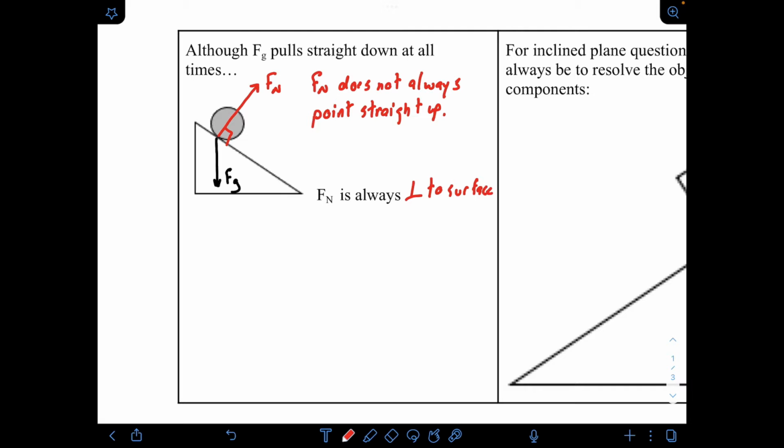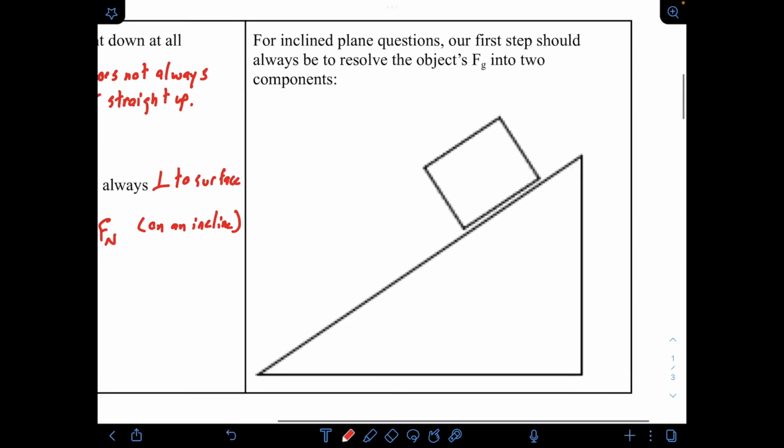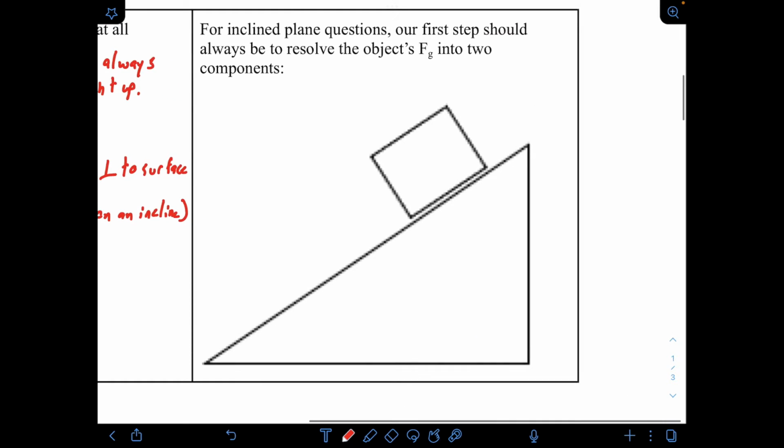And we're going to have this rule, one of those conceptual things that we'll talk about. The force of gravity is always going to be greater than the normal force on an incline. And that's going to be really important to us. So the first thing we have to do for inclined plane questions is resolve the object's weight into two components.